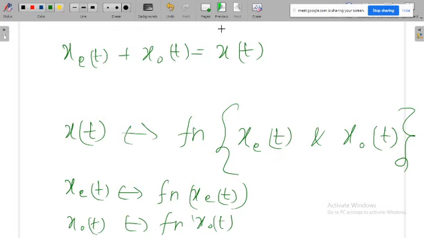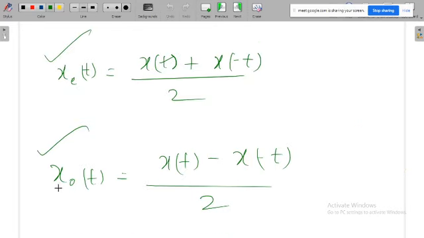So in the next class you try to calculate xe of t and xo of t. Then you can easily verify whether whatever you have calculated is right or not. How to verify? You calculate them separately, then you add. If you get the original x of t, then whatever things you have calculated are correct.